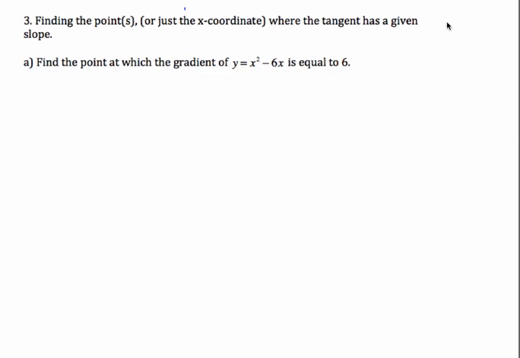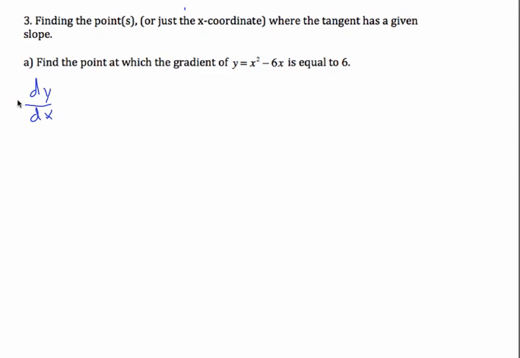Hello, this is Mr. Collier, and today we're reviewing finding points when a tangent or the slope of a tangent is given. Okay, so we have: find a point at which the gradient of this function is equal to 6. So first we have to find the derivative, which is the gradient function, right?